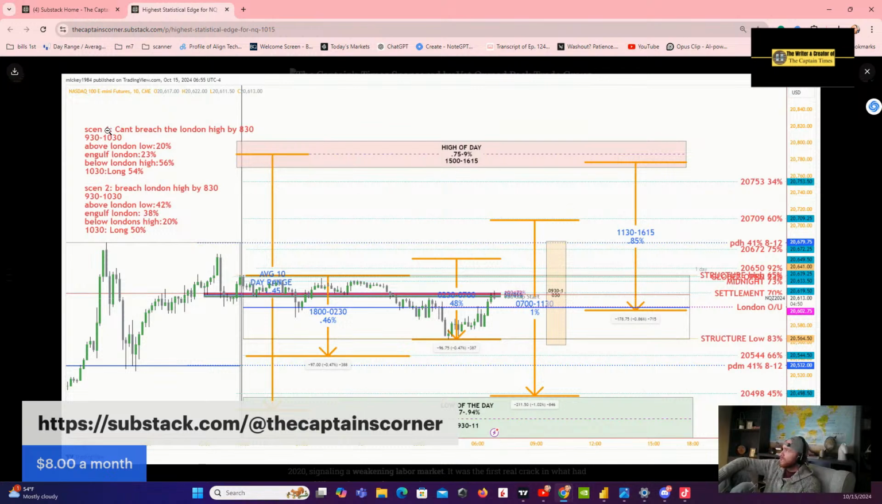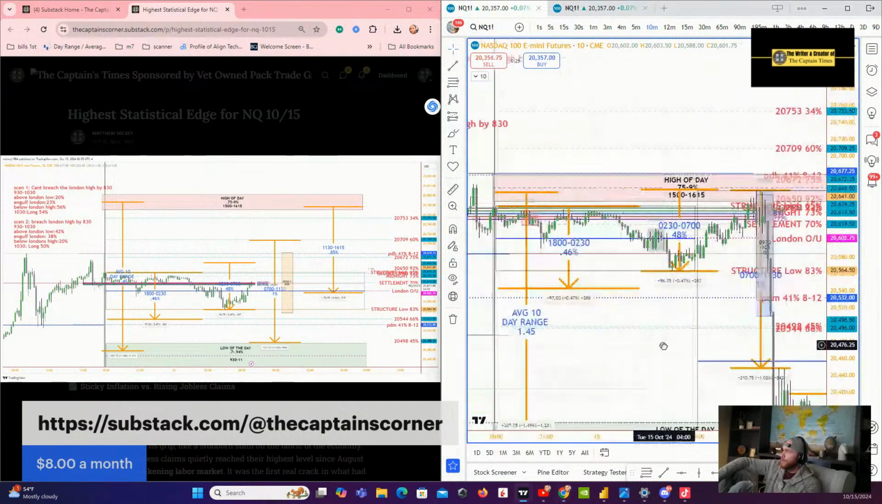So we saw that there were two scenarios, right? If we could breach the London highs by 8:30, the 9:30, 10:30 highest probabilities would be 56 below London high. If we breached London highs, which we did by 8:30, then the probabilities shift, and this was the average 10-day range. This was the highest probability at 5:30 of the high of the day and the time frame. This was the highest probability low of the day, right? And so now, let's see how we did, right?